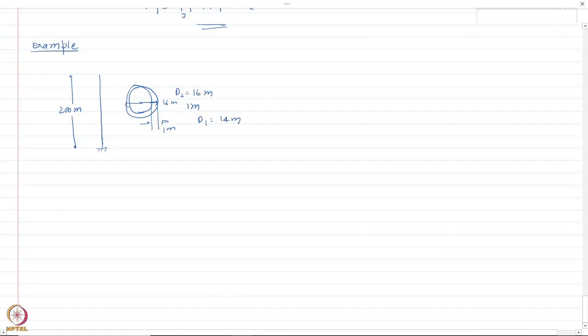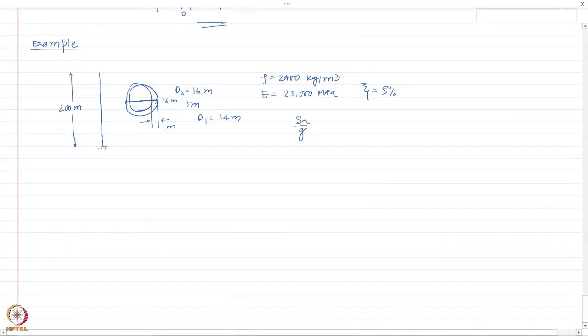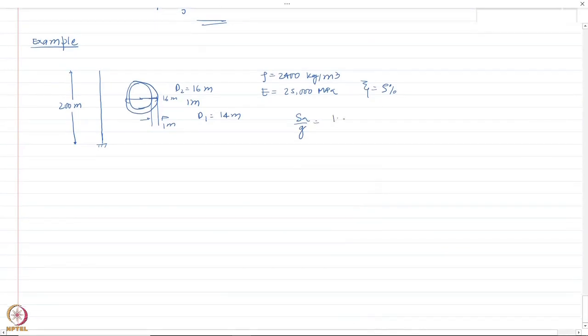All right, now additional information is given that it is of concrete material of density that you can assume as 2400 kg per meter cube. The elastic modulus can be taken as 25,000 MPa. The damping can be assumed as 5%, and it is given that the expression for Sa by g, or the spectral acceleration, can be taken as 1.8 divided by the natural time period. Okay, so this is for any design spectra, in which case this expression can be taken to find out the spectral acceleration for this problem.